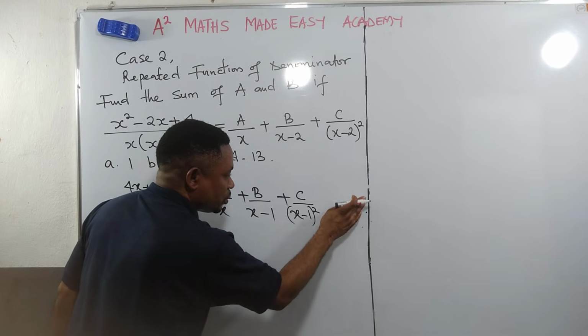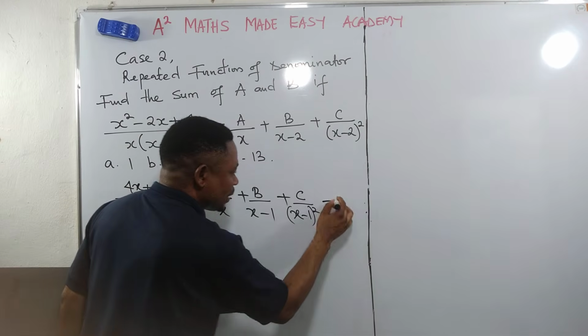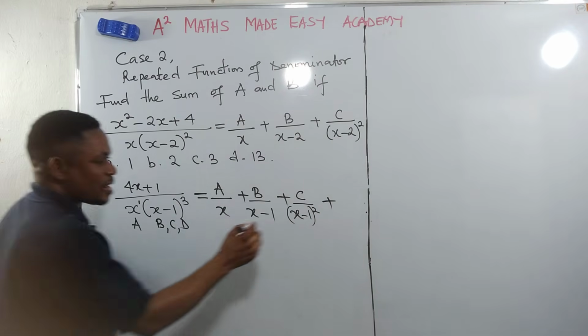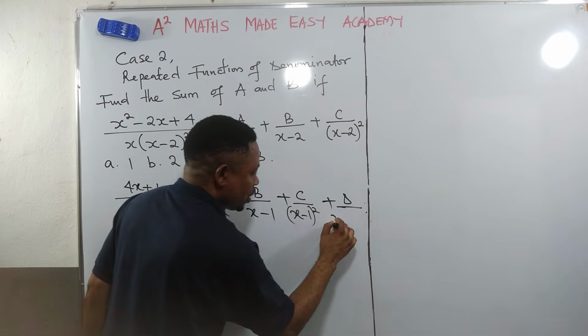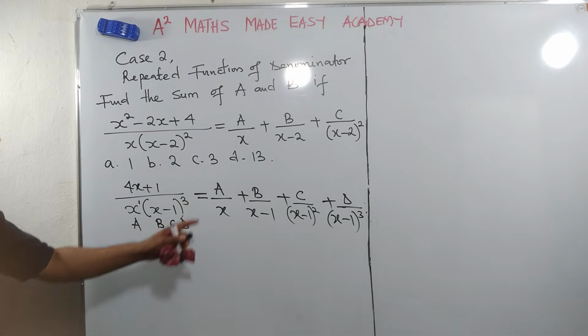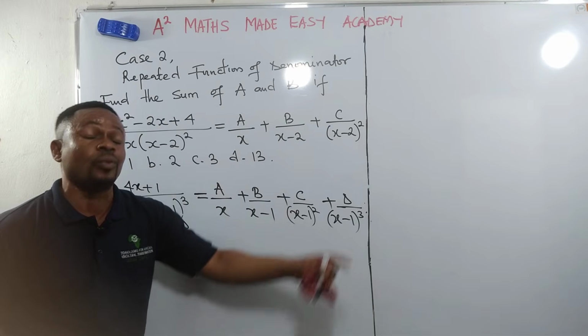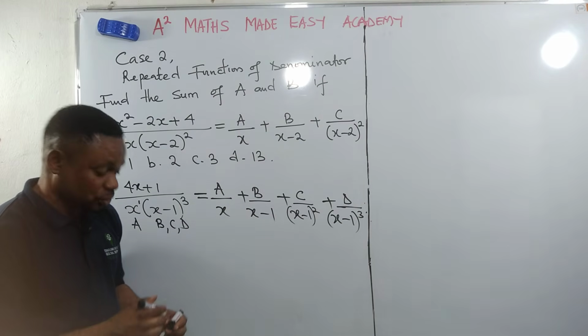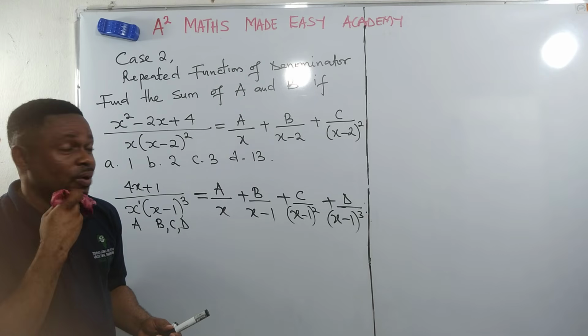All raised to power 2. Are you with me now? It's increasing now the powers. Then you now add. The last one is D. I will now write D divided by everything here, which is (x minus 1) raised to the power of 3. Can you see? I have already resolved it. Now what we'll be looking for is A, B, C, and D. This is exactly how to solve a repeated function when it is at the denominator.